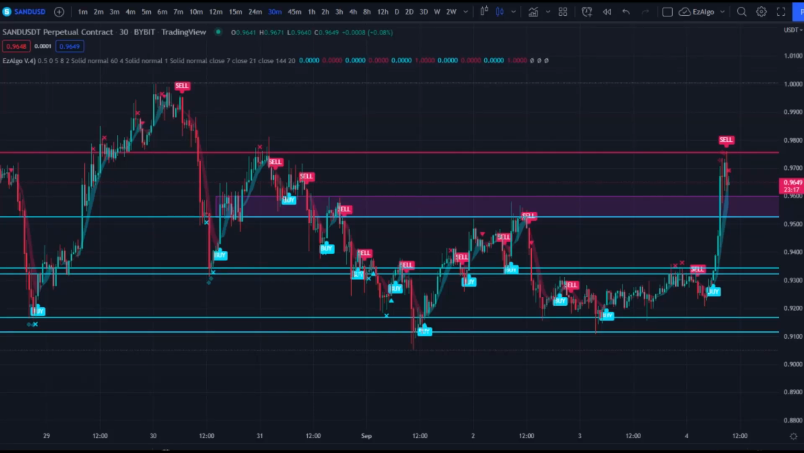Alright guys, wanted to make a quick video on catching swing failure patterns with this TradingView indicator. You already know the drill. We're going to be using EzAlgo.